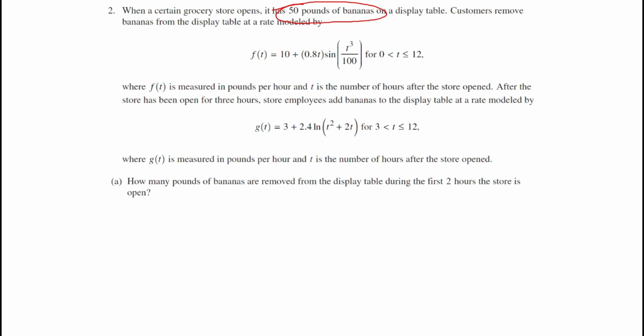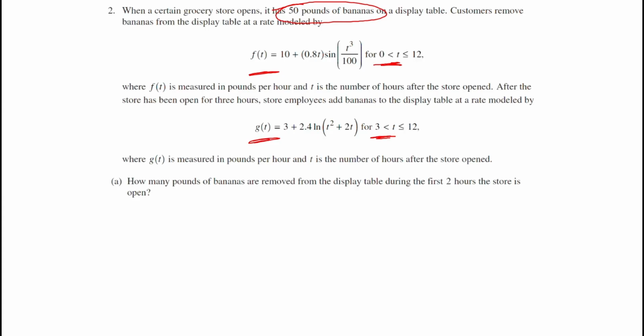Customers remove the bananas from the table at this rate f of t, from 0 to 12. F of t is in pounds per hour. T is in hours after the store opens. After 3 hours, employees start adding bananas to the table at this rate, g of t. Right, so this one's only valid, we'll note, from 3 to 12, whereas f of t was valid from 0 to 12. Same units for g as there were for f.